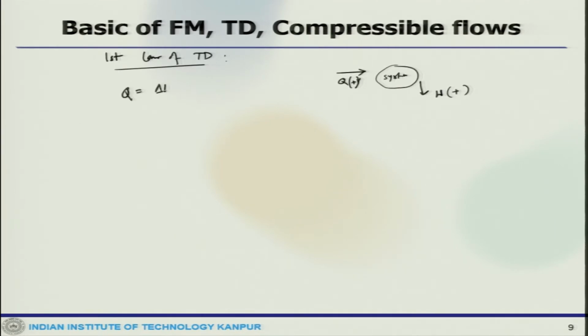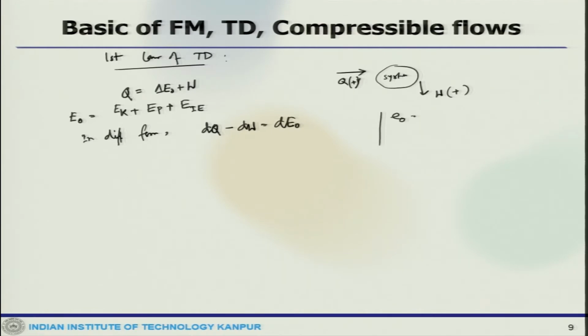So, we can write delta Q equals delta E_0 plus W, where E_0 is the stored energy, which is E_k, E_p, E_i, and in differential form you write dq minus dw equals dE_0. Per unit mass, e_0 would be the energy per unit mass. This is kinetic energy per unit mass, this is potential energy per unit mass, and this is internal energy per unit mass.